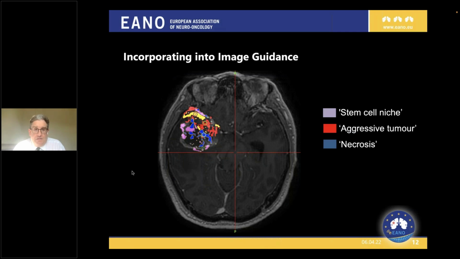What we're now able to do is to import this into our image guidance system, so actually we can see this during the operation. We can see these areas of different regions, and I'm putting this all in inverted commas because we're still doing ongoing studies to confirm that this is what we're really seeing. And it may be that this is a better way of identifying tumor samples, or for sampling tumors in the future.